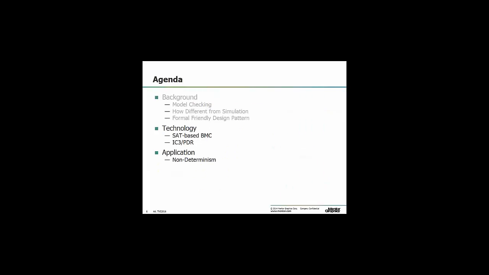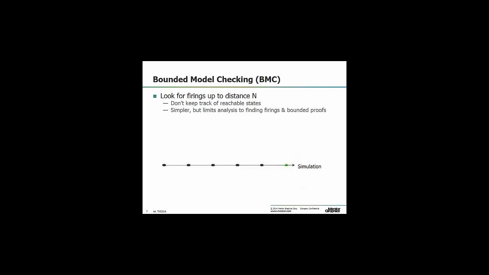Now, because of time, I will go over just two technologies: BMC and induction. We heard about BMC today in several talks. In BMC, the idea is to give up the notion of proofs and to look for counterexamples up to a design depth n. In doing this, you don't have to track all the states that you have visited. This makes the approach simpler, but of course you cannot talk about complete proofs, only bounded proofs.